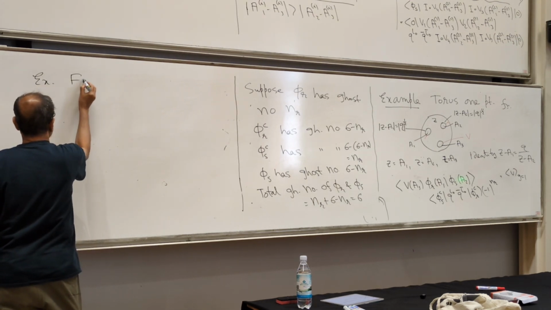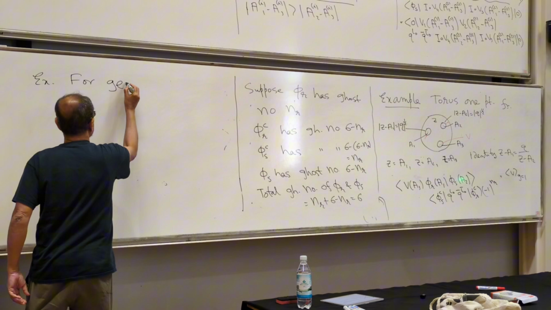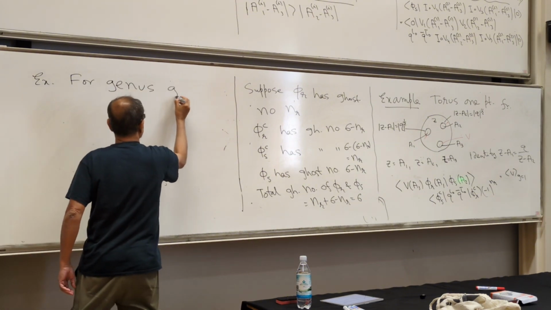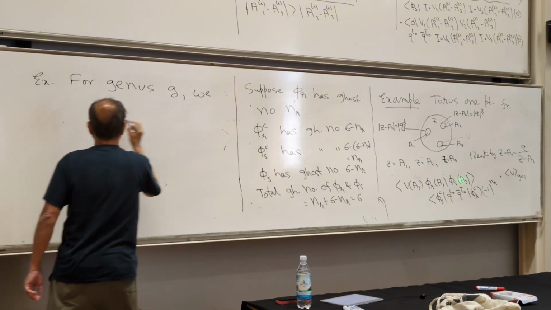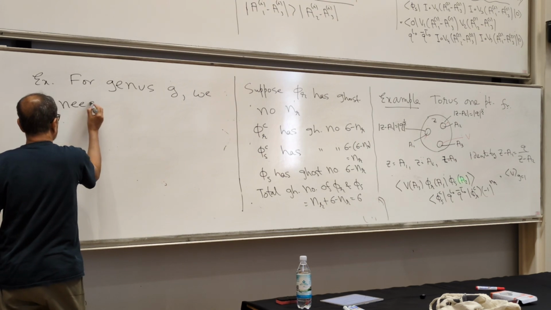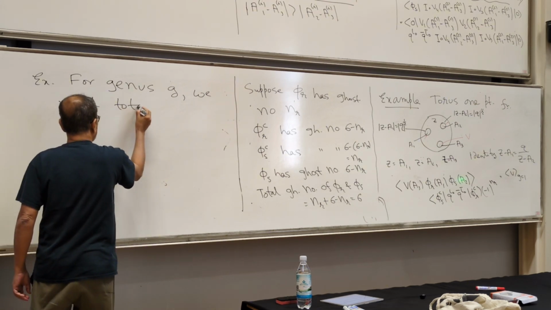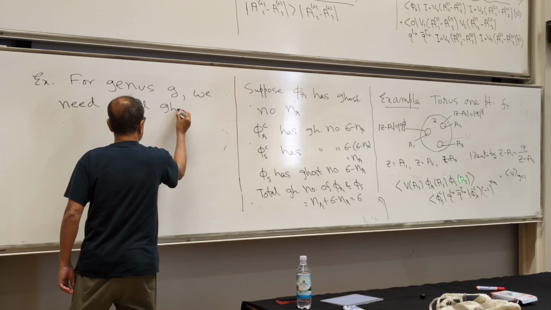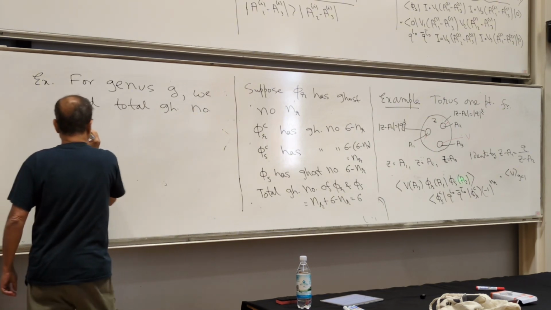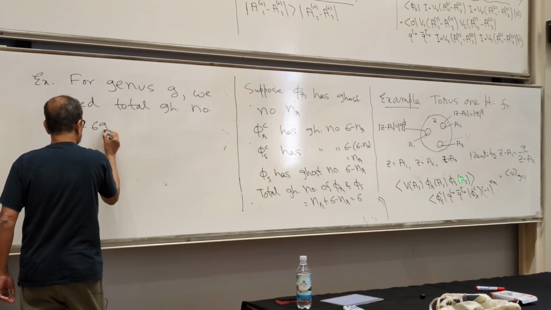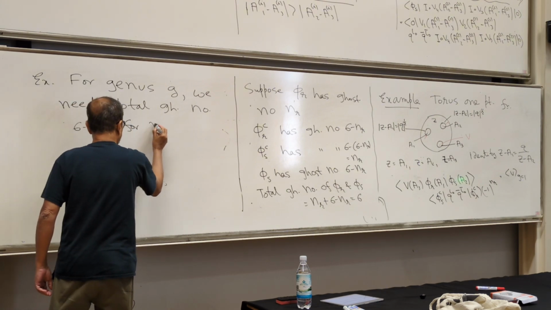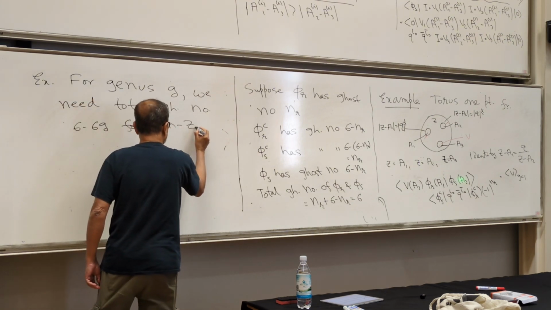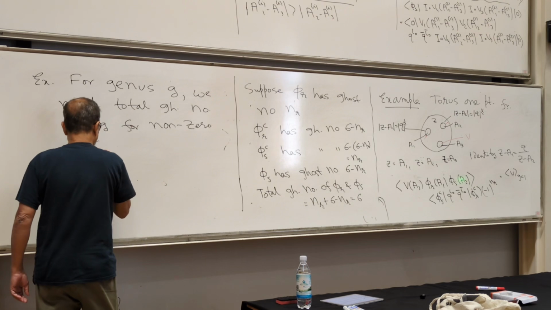For genus G, we need total ghost number 6 minus 6G for a non-zero correlation function.